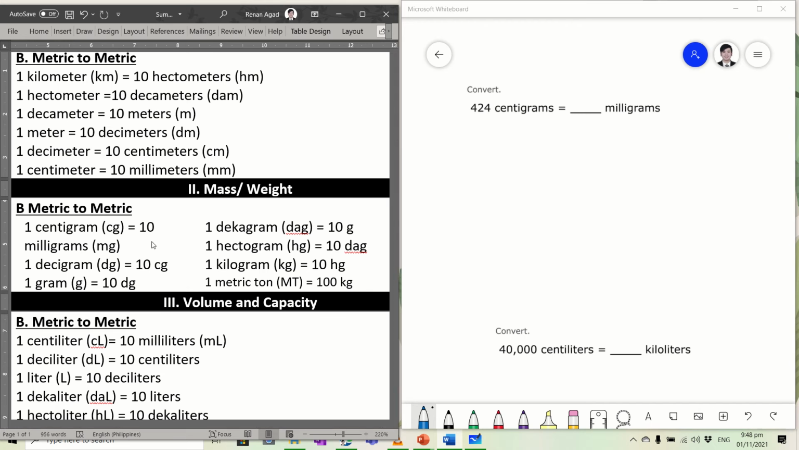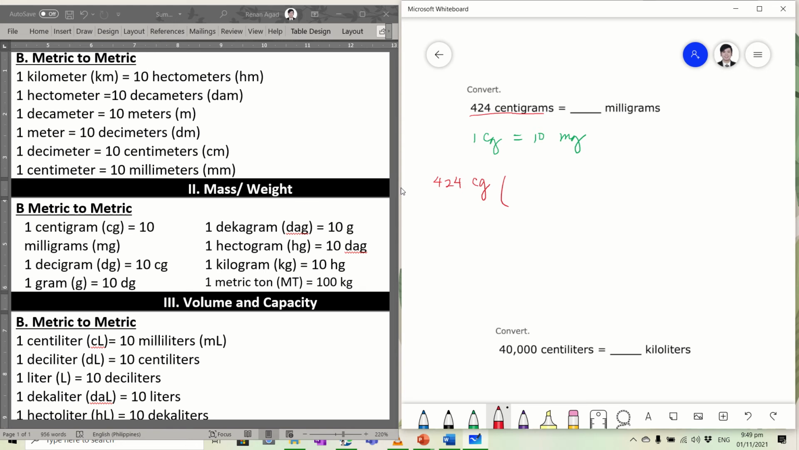So, 1 centigram, the abbreviation is CG, is equal to 10 milligrams. So, we just have to copy the given 424 centigrams.